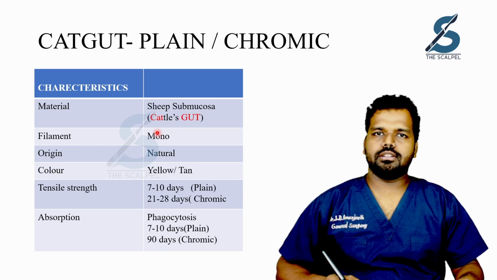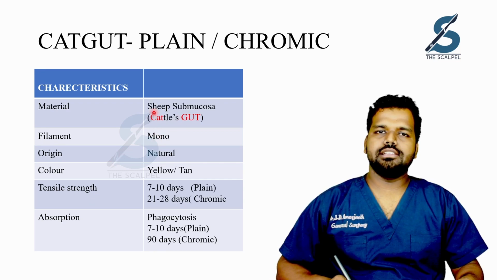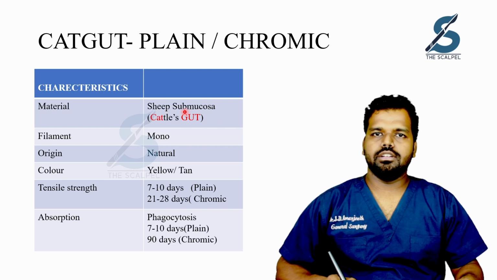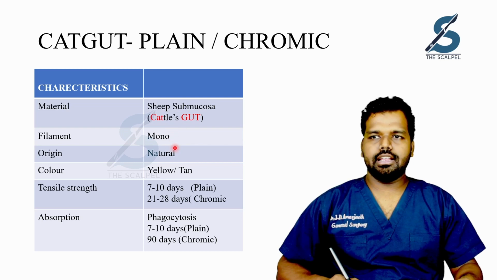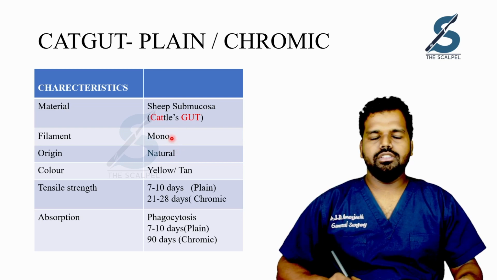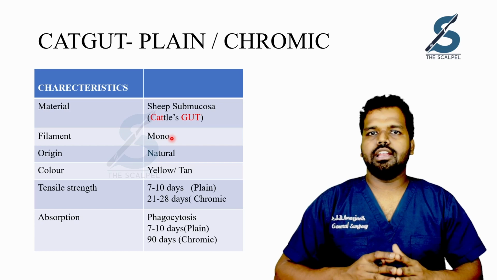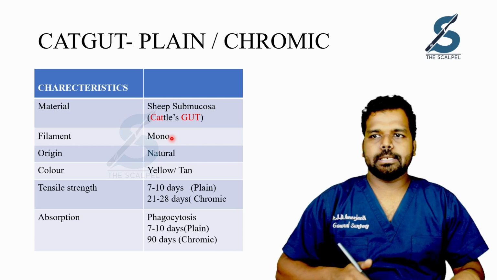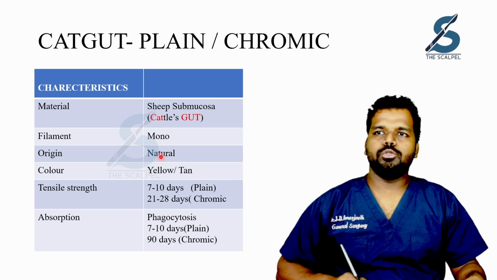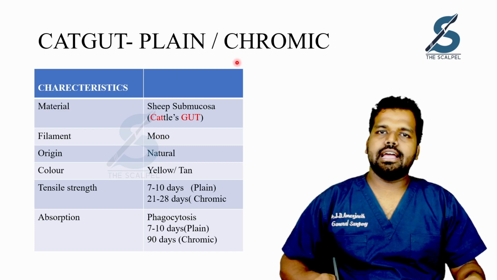When coming to catgut, catgut is derived from sheep submucosa, and that's why it's called cattle's gut or catgut. It's a monofilament suture material. It's natural in origin, so whenever we say natural in origin, it will have a lot of tissue reaction. That is why we have two suture materials, plain and chromic.